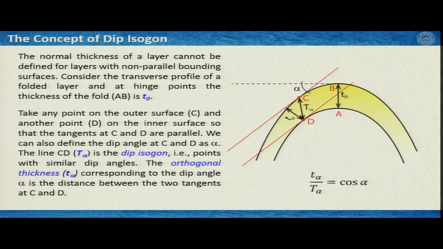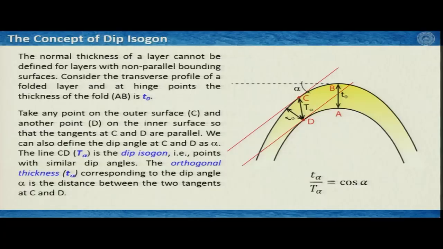So what do you mean by the bounding surface? I consider a layer, the top layer and the bottom layer, or in other words, the surface that contains the extrados and the surface that contains the intrados. If they are not parallel to each other, then there is no meaning in measuring the thickness of that particular layer. So to avoid that, Professor John Ramsay proposed that you can consider a transverse profile of a folded layer as illustrated here, and at the very beginning you figure out what the hinge points are in the outer layer and inner layer.